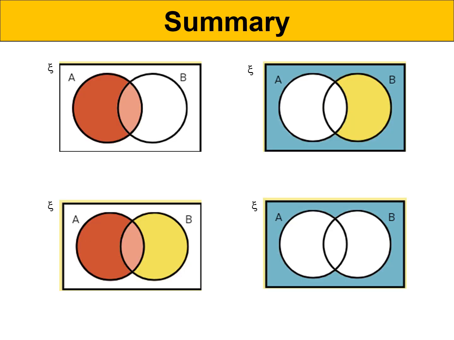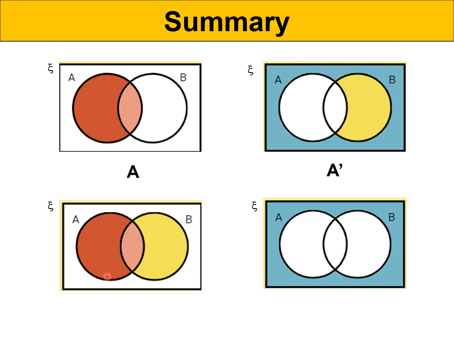Now that I have gone through some of the basic shading principles, let's go through a summary of all the common regions that you get to see. The first one on the left, you can see set A is shaded, so this is quite direct, it's just A. Then the one on the right, you notice everything outside of A is shaded, including the yellow region. So everything outside of A is A complement.